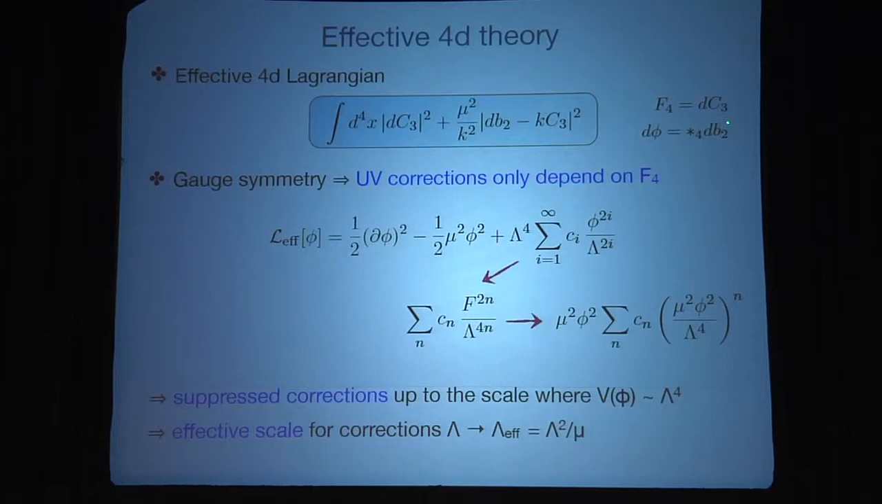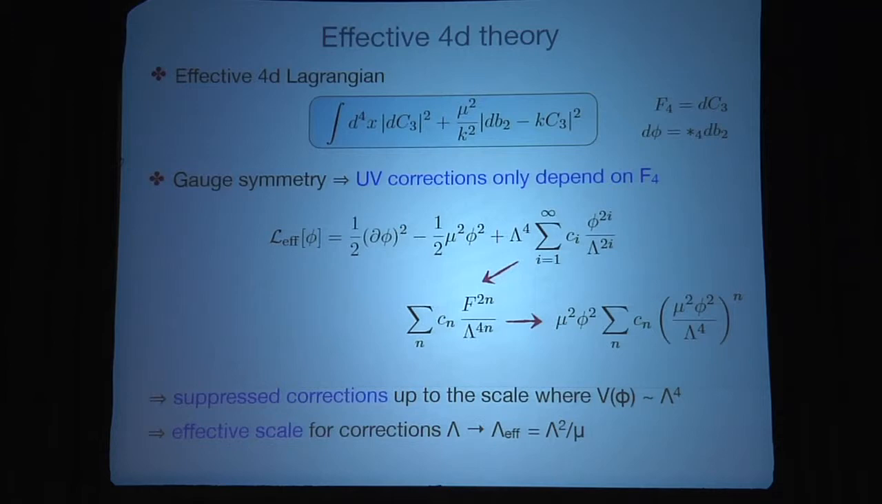Because of that, and using the equation of motion, you get this shape for the corrections. And here you see that you have a suppression against the initial thing that was the most generic corrections that you could think of, okay? So there are two things. First, the size of the corrections, they don't go like the VEV of the axion. They go like the scale of the potential, okay? Because here basically what I have is the tree-level potential. And they will be suppressed until this potential gets to the UV cutoff scale.